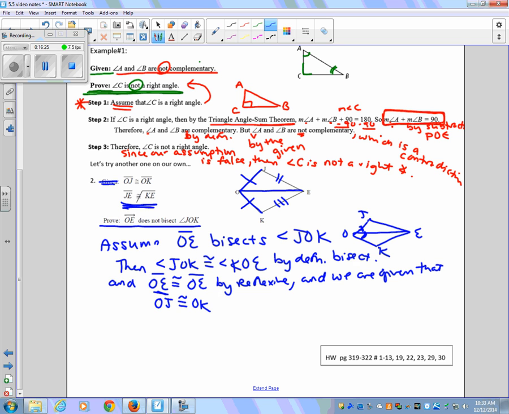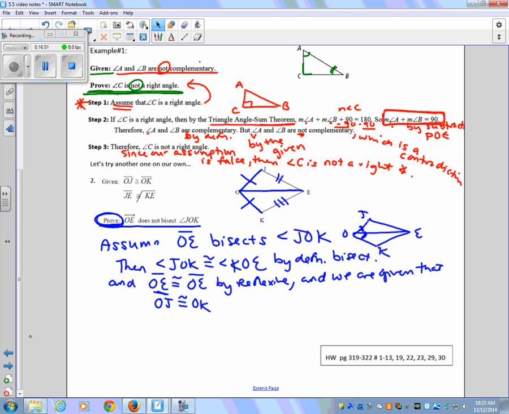You're never going to write one of the givens as the opposite of what it is. In other words, we assume the opposite of the proof. The proof. You're never going to assume the opposite of the given. The givens are givens, that they are facts. They are what they are. You can't change them. Okay? So we are given that OJ is congruent to OK.